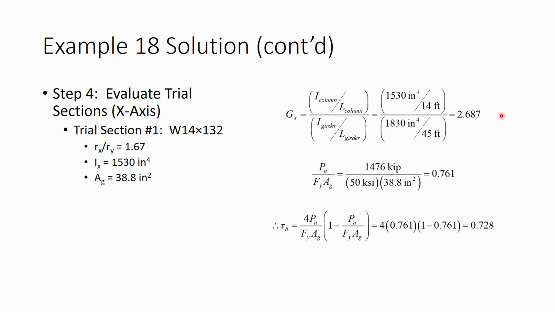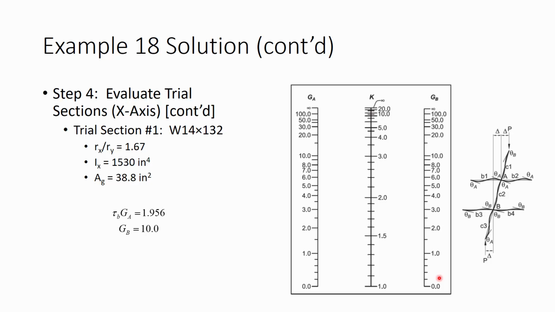So take the tau times the G, and you should get about 1.956. So 0.728 times 2.687 comes out to about 1.956. The next step, once you have this, is to go to your alignment chart. So we go into our alignment chart with a tau G value of 1.956 on one end and a G of 10 on the other.